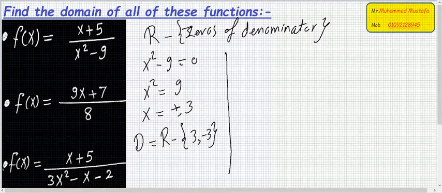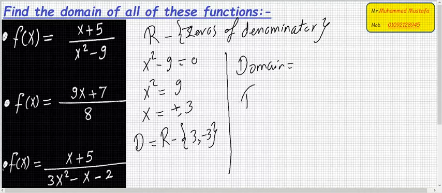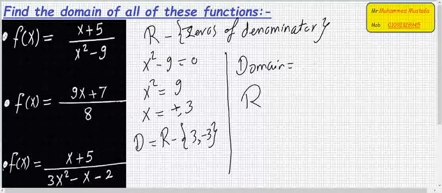The second, (9x + 7)/8. Here, for the domain of the function, the denominator is constant. Then the domain equals R minus the set of zeros. There are no zeros of the denominator because the denominator is constant. The domain here is R.